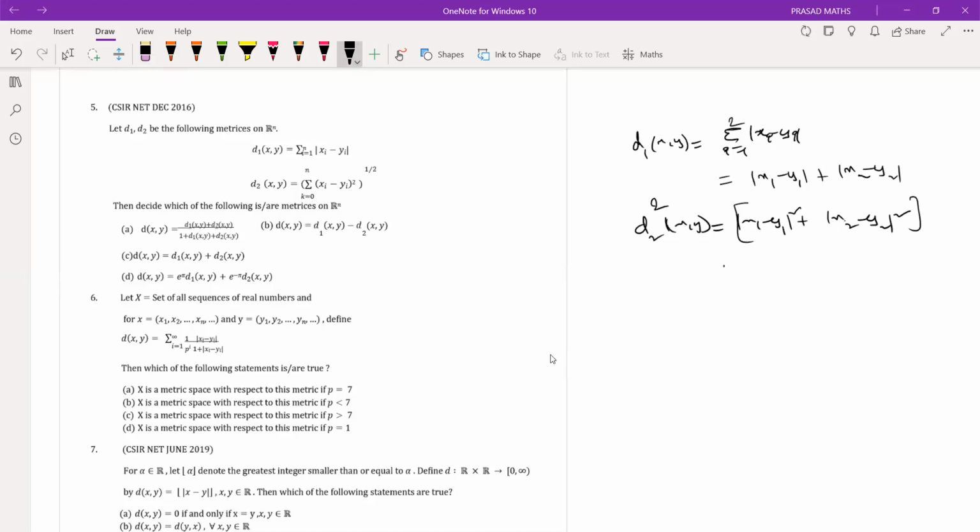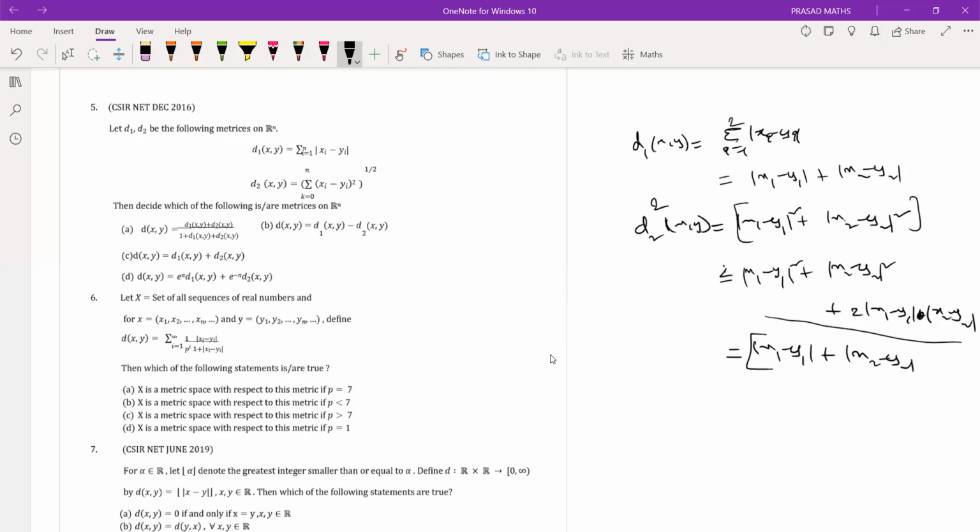So this can be rewritten as x1 minus y1 whole square plus x2 minus y2 whole square plus 2 into x1 minus y1 into x2 minus y2, right? So this looks like a plus b whole square, because this is a non-negative constant. I already told you many times, this is a non-negative constant. Therefore d square is always less than or equal to this a plus b whole square.